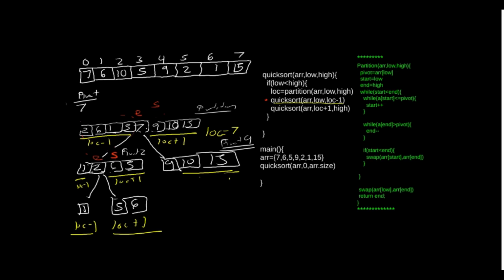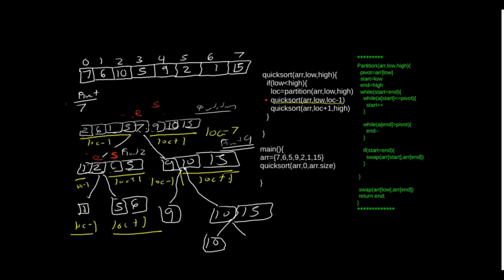So you go here recursively. This here is already sorted, so this is lock plus 1, this is lock takeaway 1, and you can see here 9, 10, and 15.